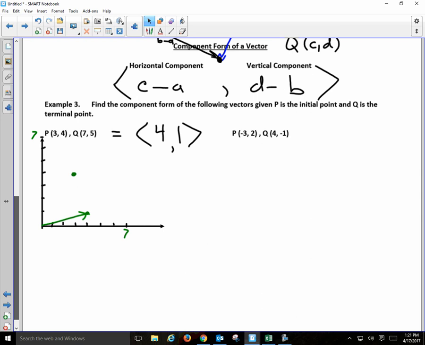Often in word problems, it doesn't matter where we start, and we like to start at (0, 0). So let's quickly find the component form of this vector. Again, it's always Q minus P. So what do I get? (7, negative 3).